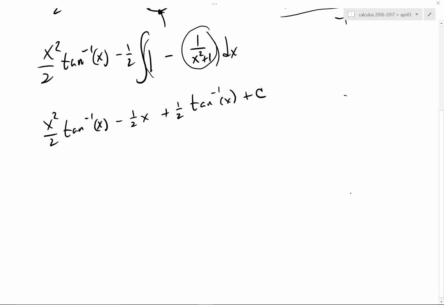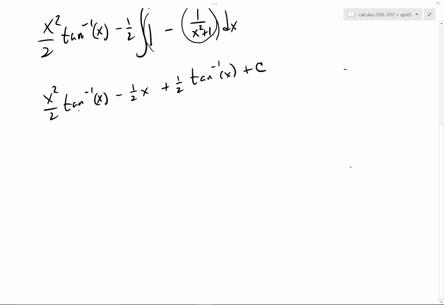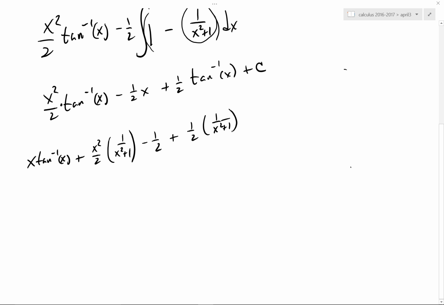Now I can see some of you don't believe me that this is the true antiderivative. Well, let's find out. Product rule. So it's going to be 2x over 2, which is just x, times arctangent of x, plus x squared over 2 times 1 over x squared plus 1, minus a half. And the derivative of this is plus a half, and then it's going to be 1 over x squared plus 1. And you're like, that's so gross.